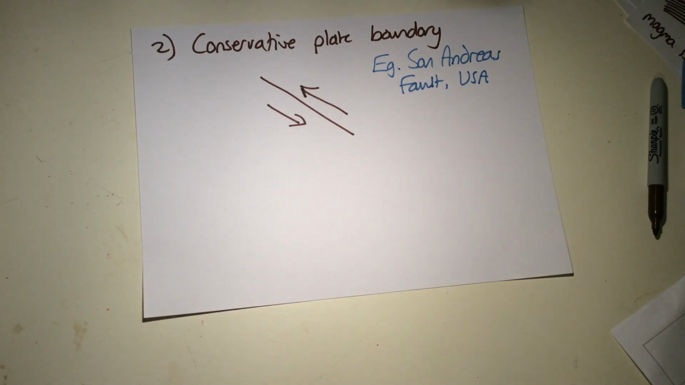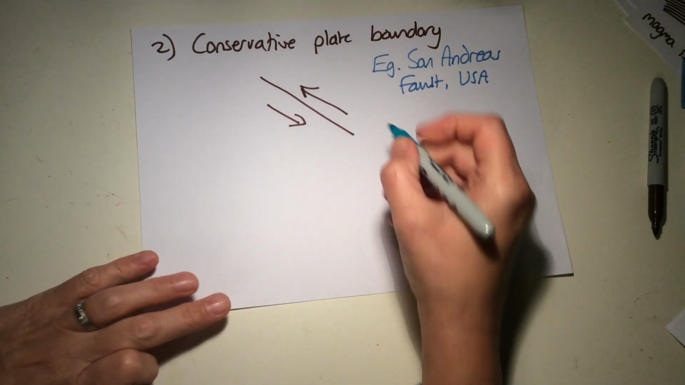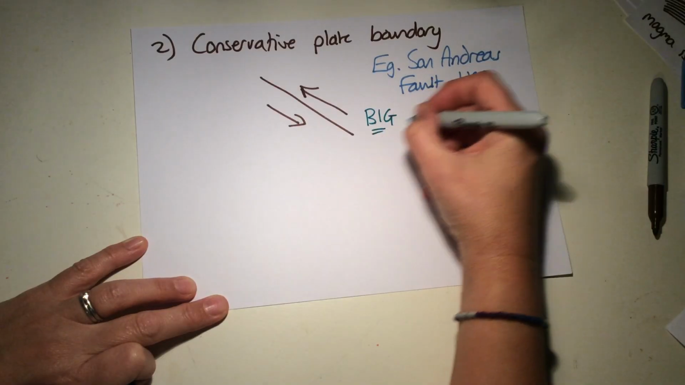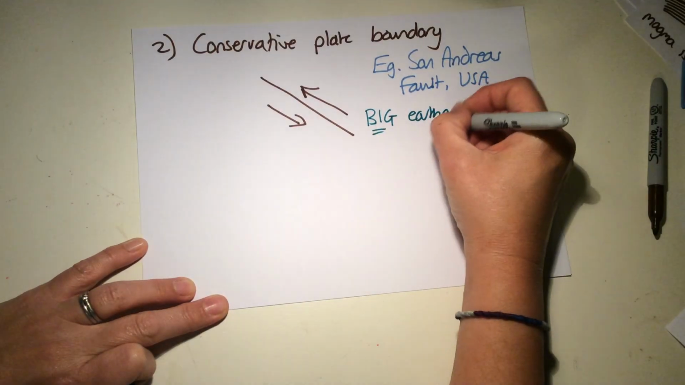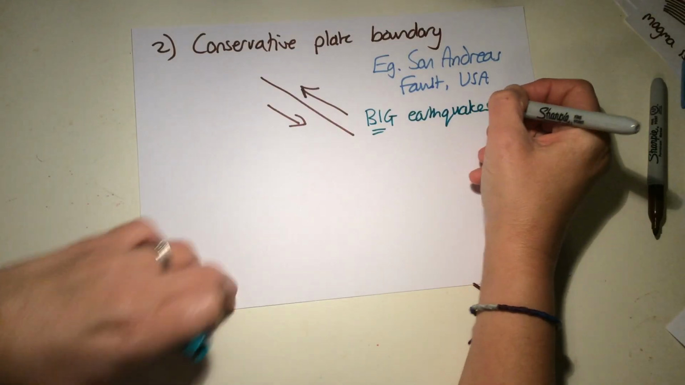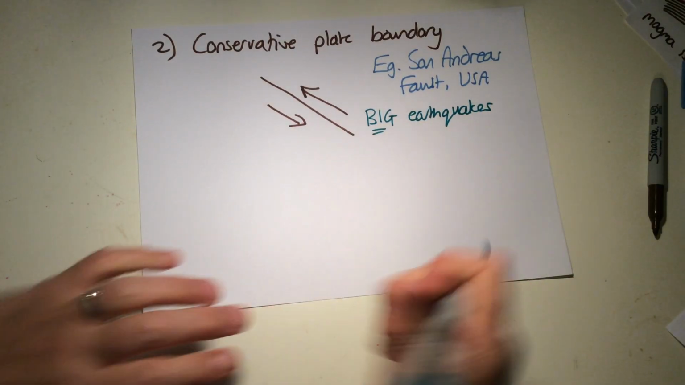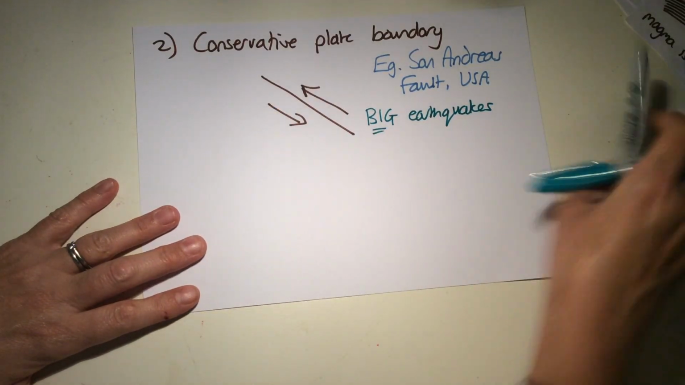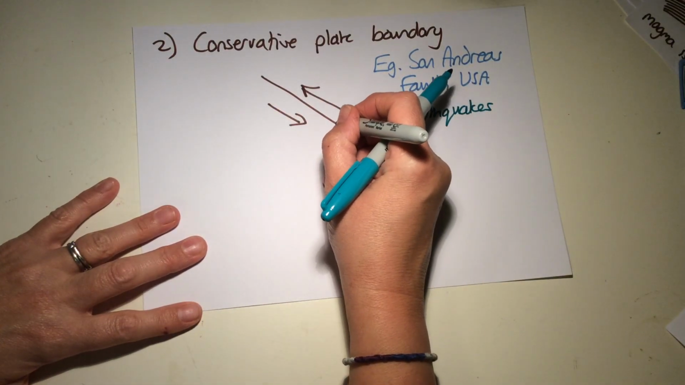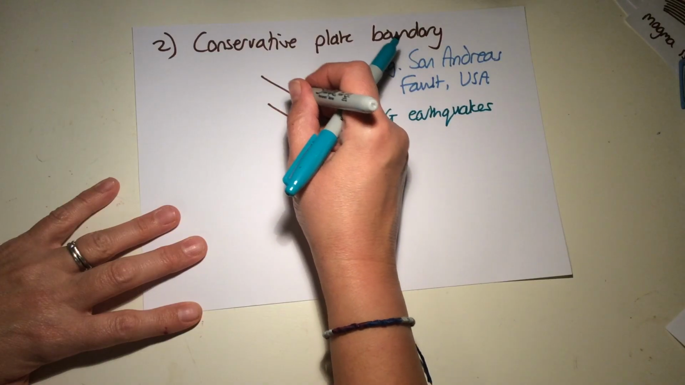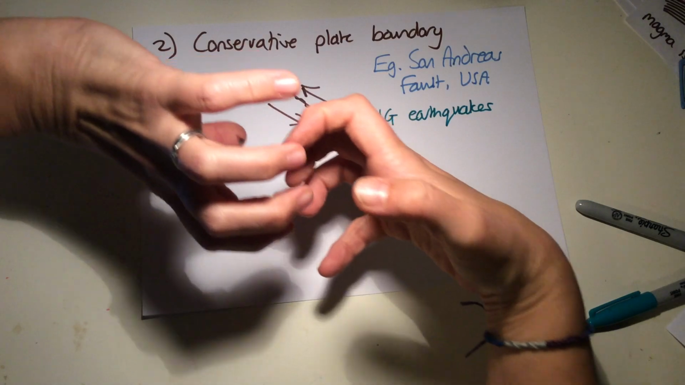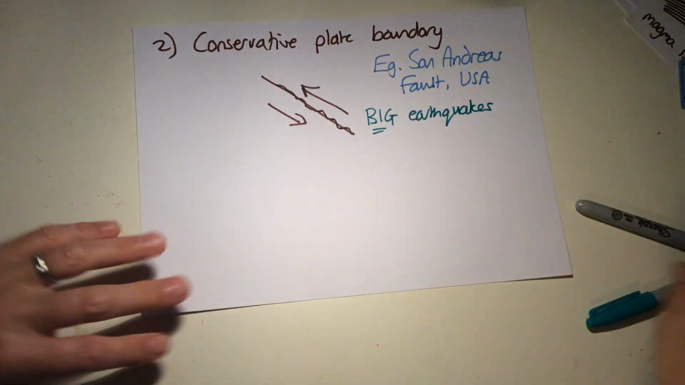Are we going to have earthquakes? Oh yes, we're going to have massive, massive earthquakes. So they'll have lots of small ones, but they will have big earthquakes. If you are living near a conservative plate boundary, this is what you need to be thinking about. Why? These plates moving along aren't quite like this. They're two jagged pieces of rock that are meshed together. And as they try and move past each other, they get stuck.